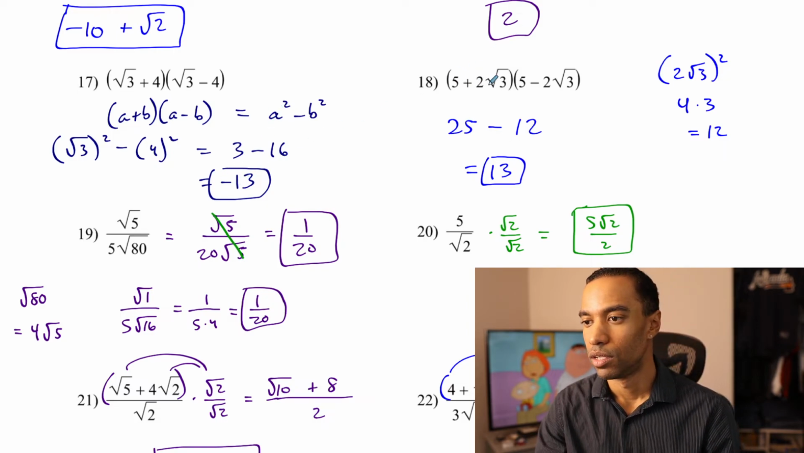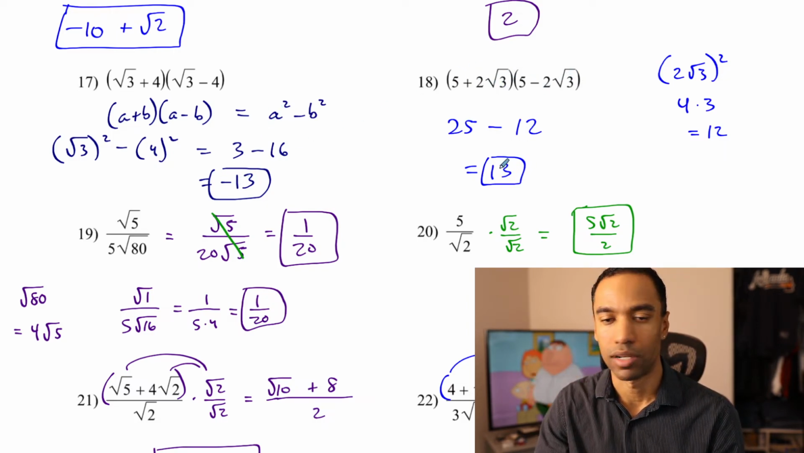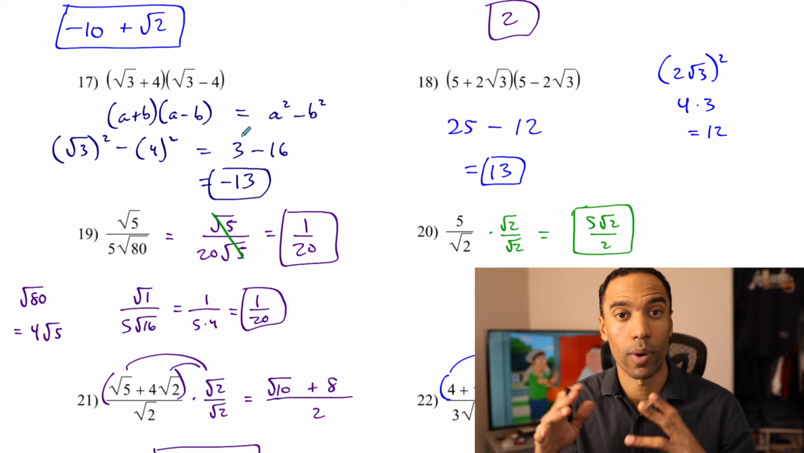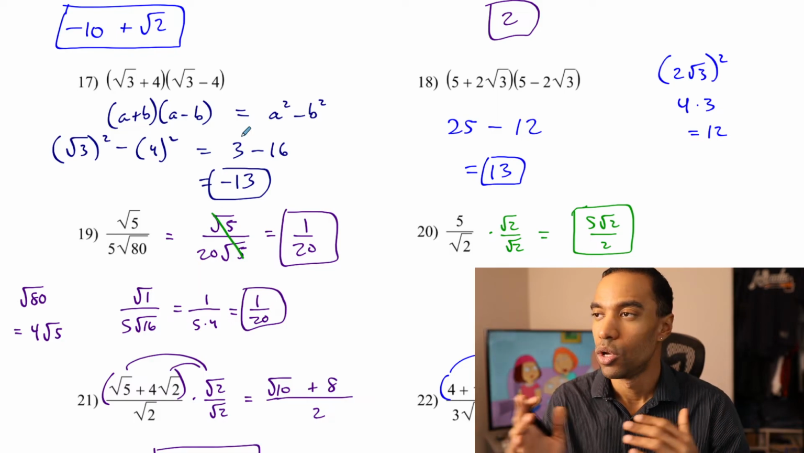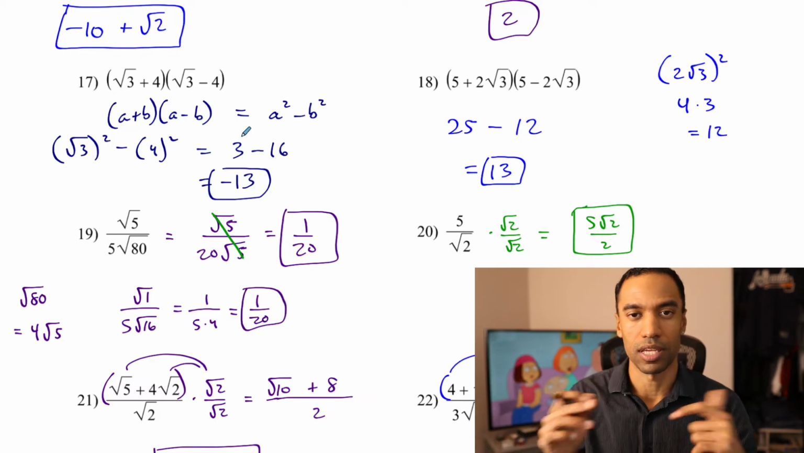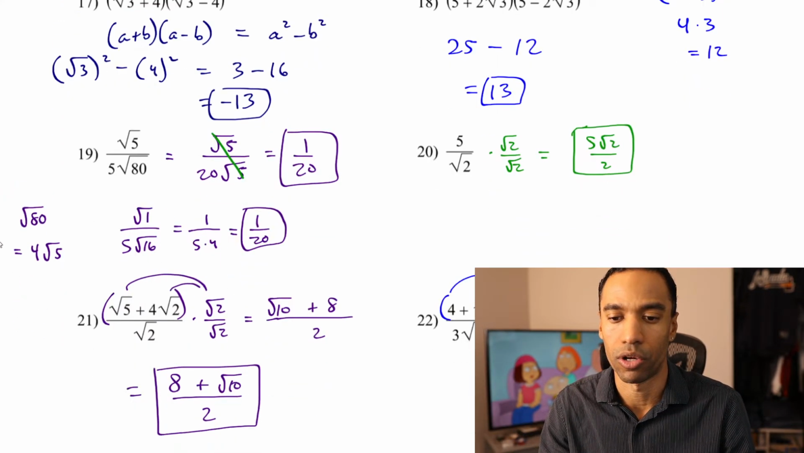Rational. Right here, irrational components. What happened? Rational. When you square an irrational number, a square root, it becomes rational. When you have a difference of 2 squares, the inner terms cancel. So there are no radicals left.